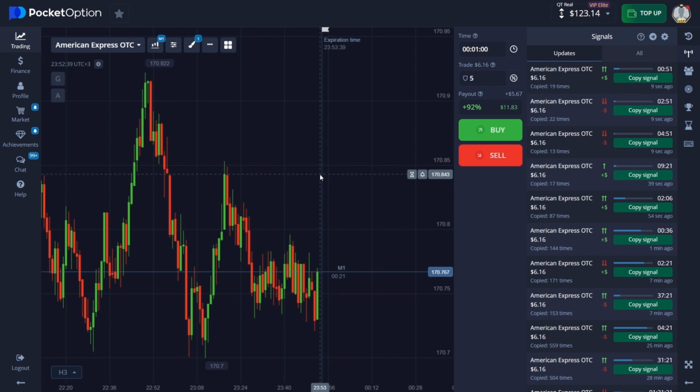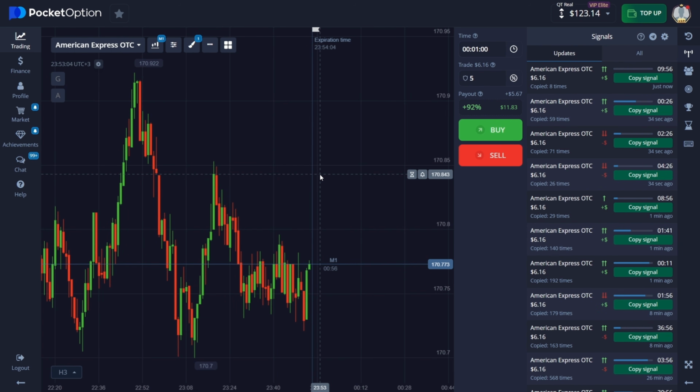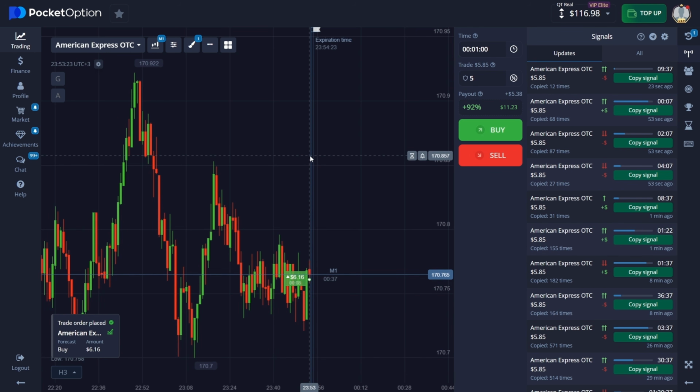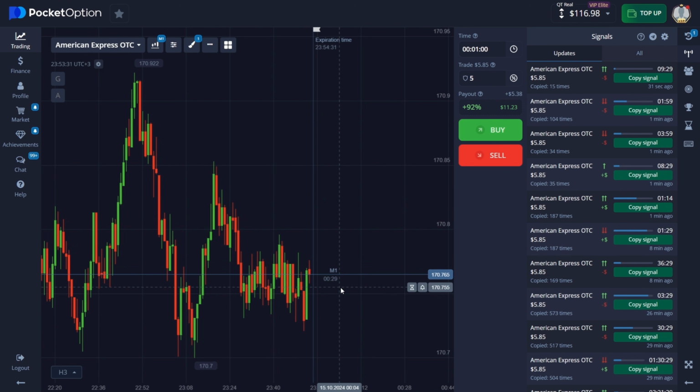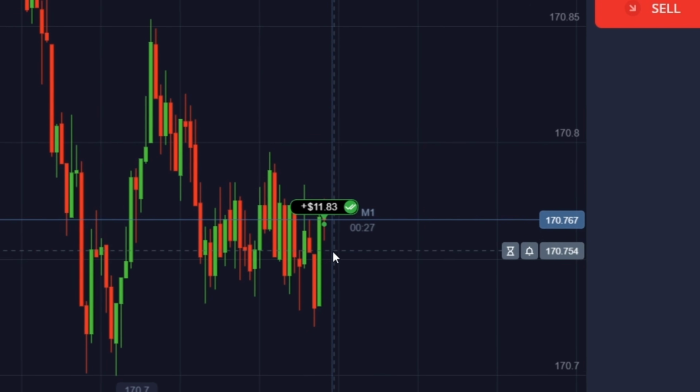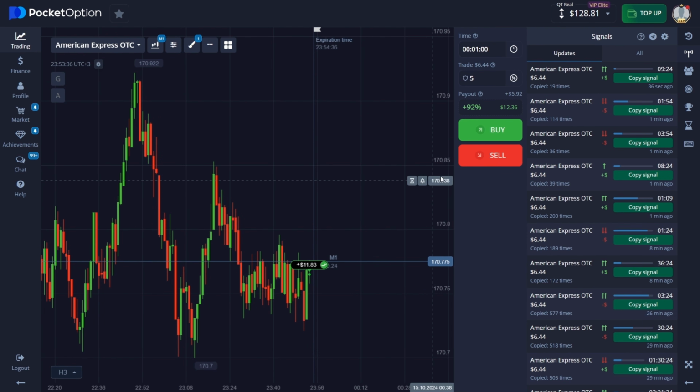Let's take another trade. I copied a trade of 9 seconds. I copied the signal for this 9-second upside trade and it's currently in our favor. And it's a win. We won another trade. Now our balance is $128.